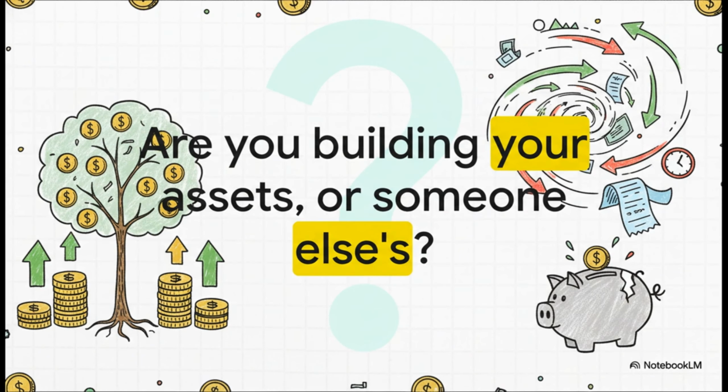So that's what this is all about. It really all comes down to this one question. Every time you spend money, every time you borrow, every time you get a paycheck, just ask yourself, is this action building my asset column, or am I just working hard to build an asset for somebody else? The choice, my friend, is yours.